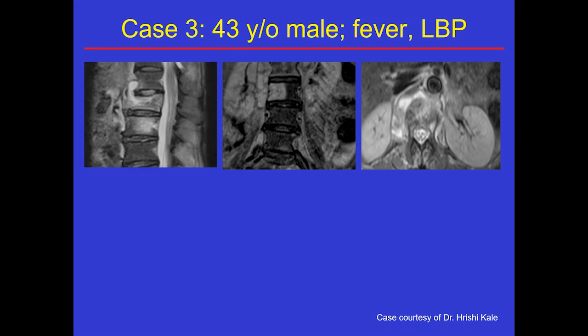Let's take a look at this case. This is a 43-year-old male with fever and low back pain. And we've got sagittal T2 weighted images, a coronal STIR, and then an axial post-contrast image through the upper lumbar spine. Give people a couple of seconds to look at those images.